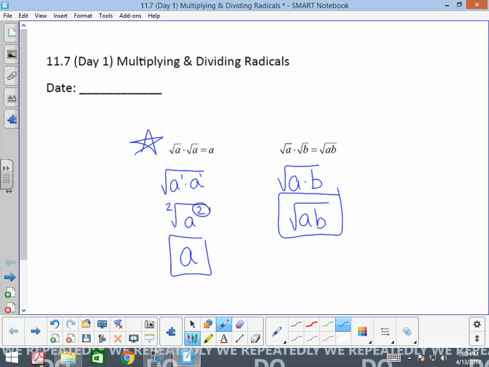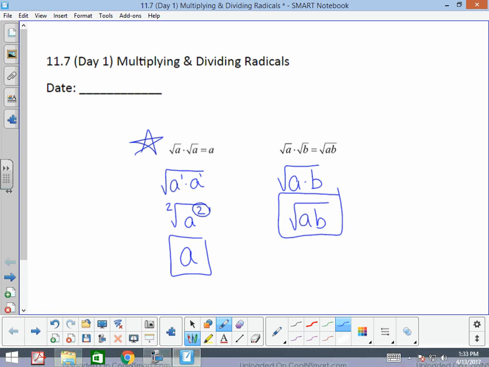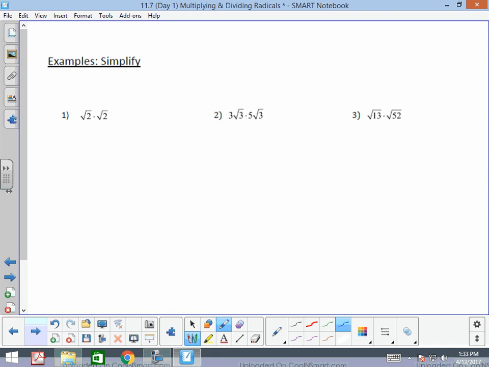Alright, so if it's inside the radical and you're multiplying, you multiply both terms that are inside the radical. So here we're multiplying 2 times 2. So that is the square root of 4. Well, what is the square root of 4? 2. What number times itself is 4? Is 2. Now here, when you have numbers on the outside, you multiply those two numbers together.